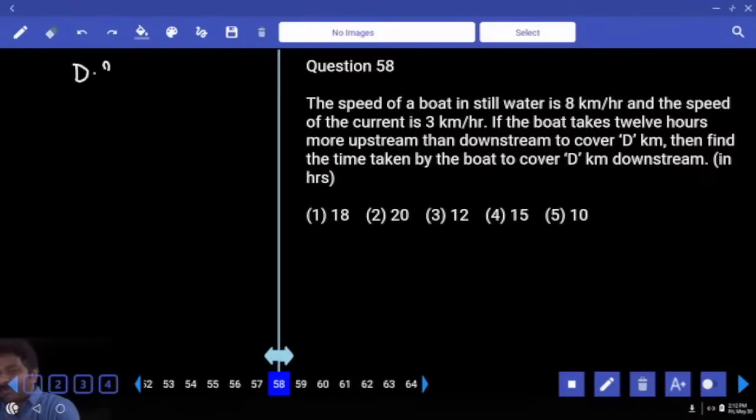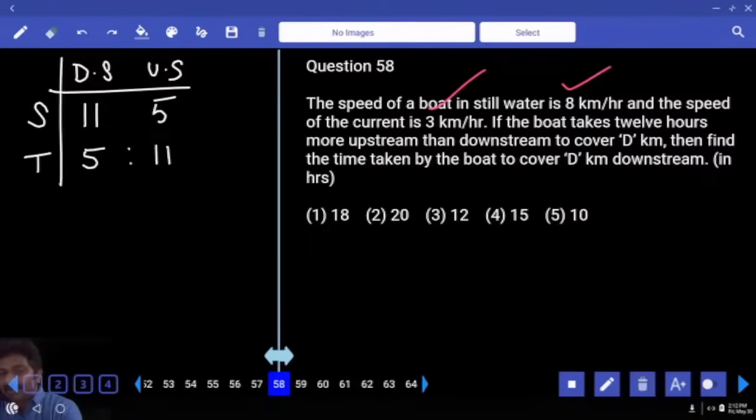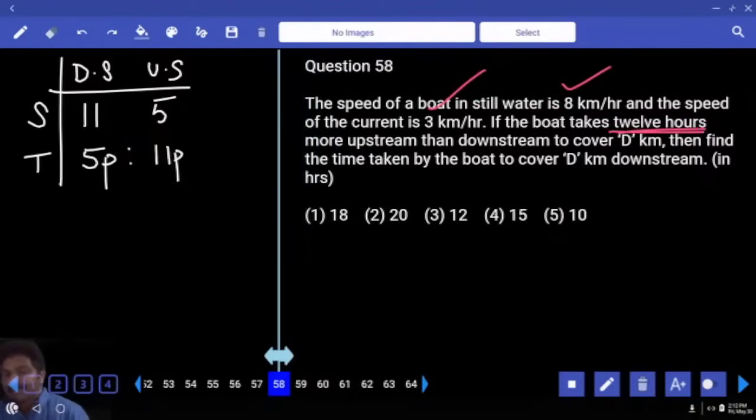Let me calculate downstream and then upstream speeds now. Man speed 8. Stream speed 3. Downstream, upstream. Then the time ratio must be 5:11. How many parts difference? Which is equal to 12 hours, right? Then 1 part, 5 parts. To cover d kilometers, how many hours is it taking? 10 hours.